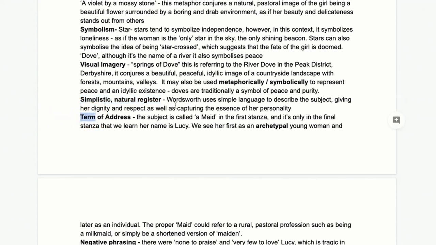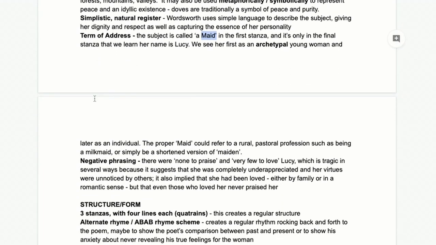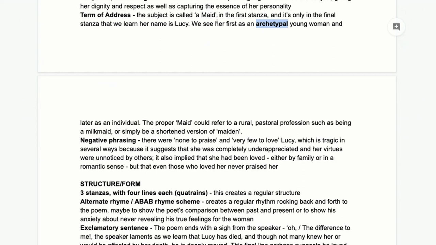There are several terms of address. So she's first called a maid, and this is what we call an archetype. It's just like we just have a picture of a milkmaid in our head or whatever. So we just see her as like a standard maid. And then as the poem progresses, we get more of her personality. We start to see her instead as a unique individual. This is another one of those double interpretations that you can do in an essay. So from archetype of maid into her individual name, Lucy.